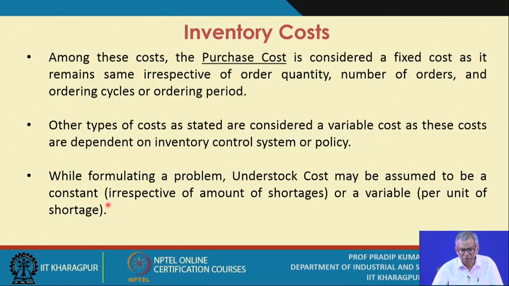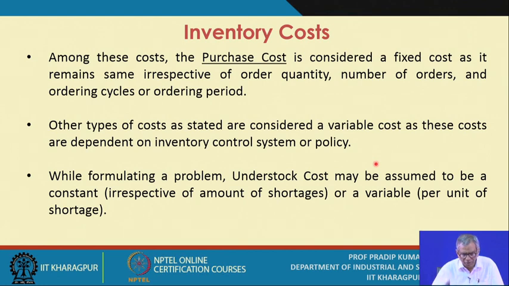Among these costs, the purchase cost is considered a fixed cost, obviously, as it remains the same irrespective of the order quantity. And other types of costs as stated are considered variable costs, as these costs are dependent on the inventory control system or policy. Is it okay? So while you write down the total cost expression, the first one is the fixed cost, and the next one is the variable cost.